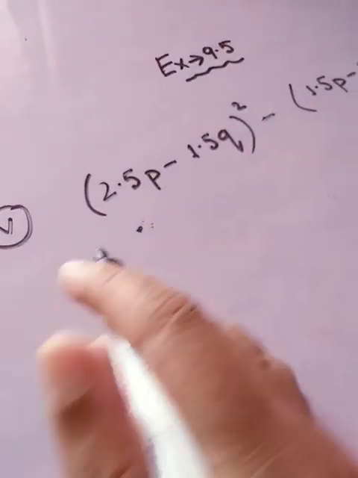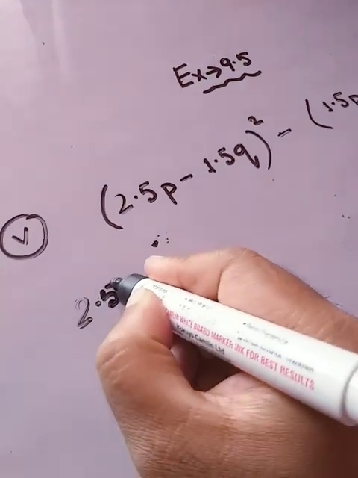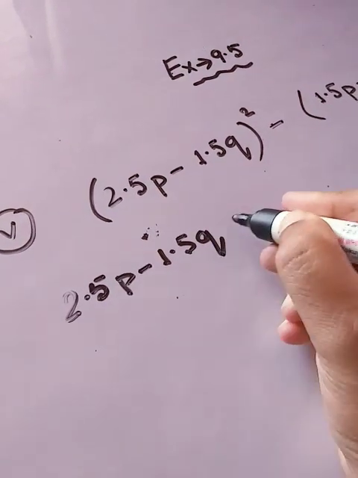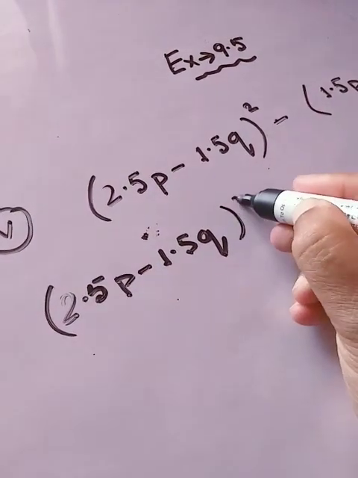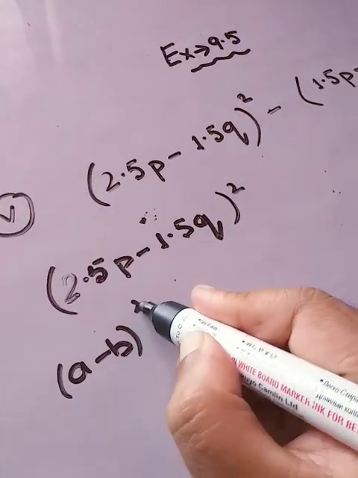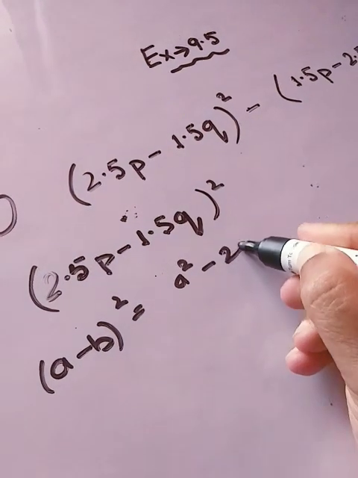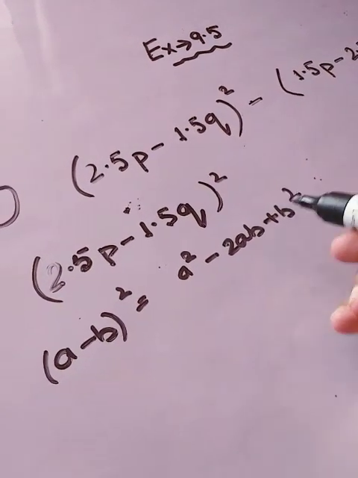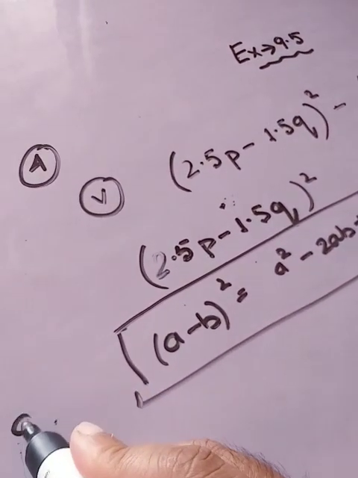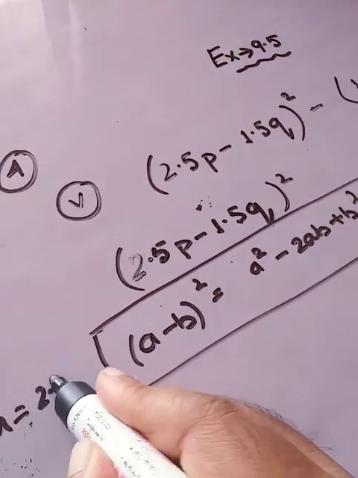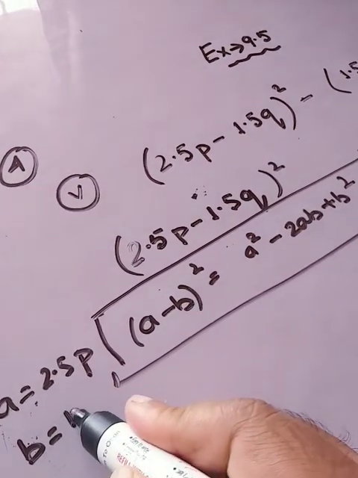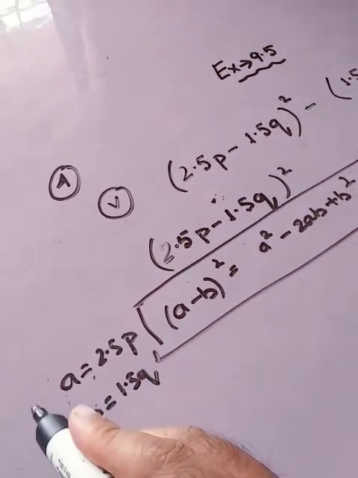So it would be 2.5p minus 1.5q whole square. So which identity will apply? a minus b whole square. So we write it down: a square minus 2ab plus b square. Okay, so this is the identity we are following for this. And what is the value of a? Value of a is 2.5p, and what is the value of b? Value of b is 1.5q. So you have to remember this.